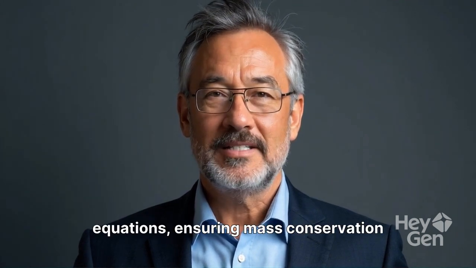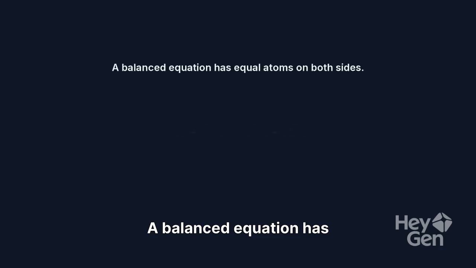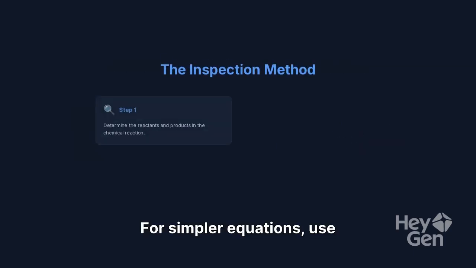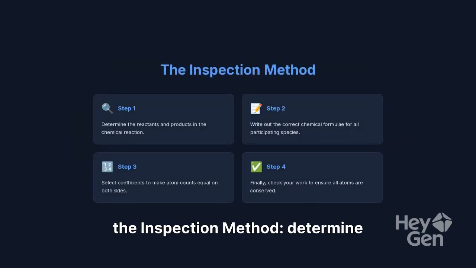Welcome back. Today, we balance chemical equations, ensuring mass conservation in every reaction. A balanced equation has equal atoms on both sides, following the law of conservation of mass. For simpler equations, use the inspection method.